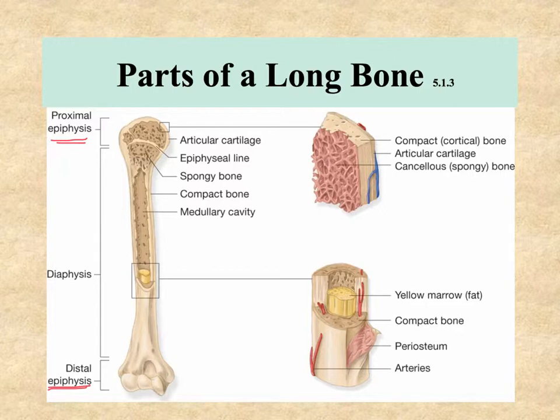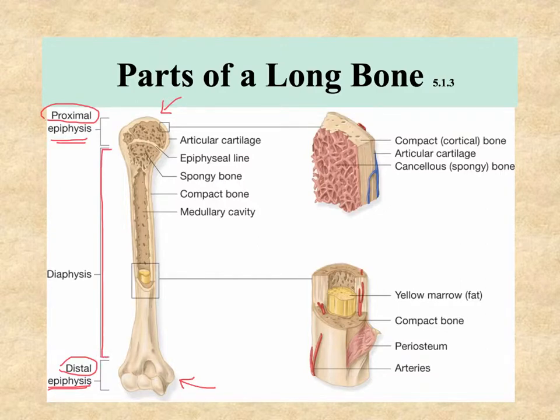And as it is positioned in the body, we have some directional terms. So the proximal epiphysis is the part that would be closest to the torso, the trunk of the body. And the distal epiphysis would be the part that was further away. So on this humerus, the shoulder would be attached here on the proximal epiphysis, and down here we would get the bones of the lower arm, the radius and the ulna. The part in the middle, the shaft, is known as the diaphysis.